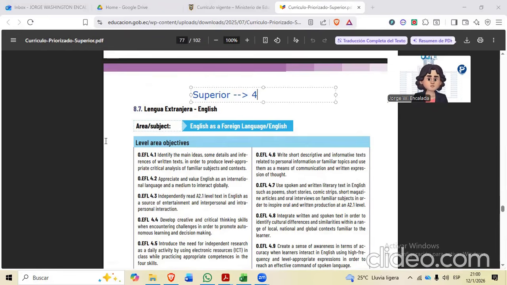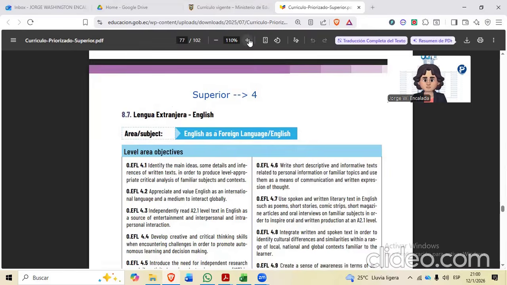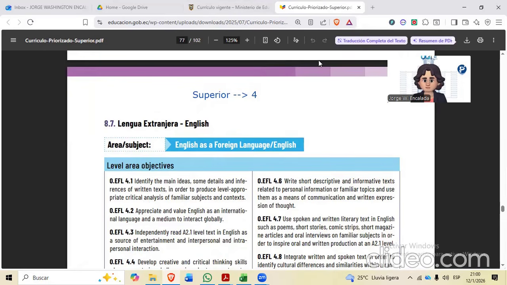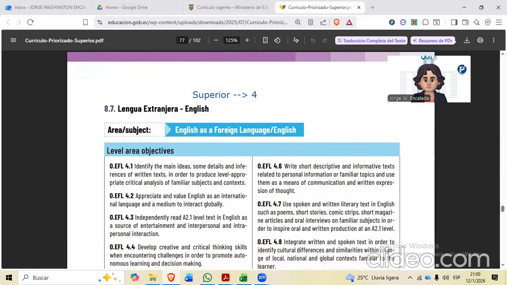So the first thing that you are gonna notice, let me see if I can make it bigger. Yeah, I believe that I can do it here. Yeah, definitely. Yeah, that will do. Okay, so the first thing that you're gonna find is the level, area, objective. Okay, that is important. So level, area, objective. The area in this case is EFL. Okay, the level in this case is, as I was mentioning, superior. And the number is number 4.